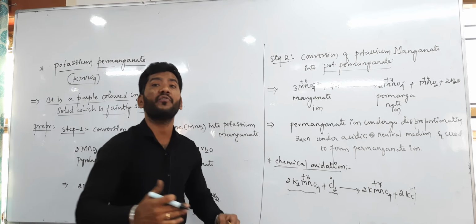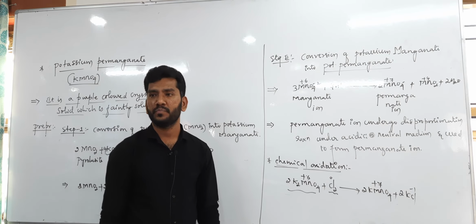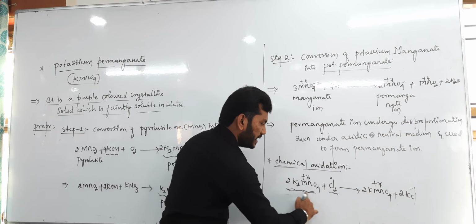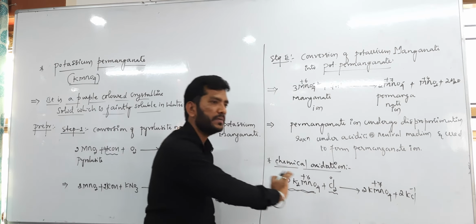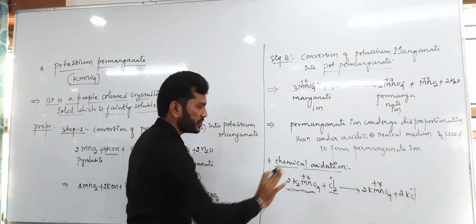Through this oxidation, what are we actually going to get? Potassium permanganate. So the potassium manganate undergoes reaction with Cl2 to form potassium permanganate, that is our required product. This is one particular method to get potassium permanganate.